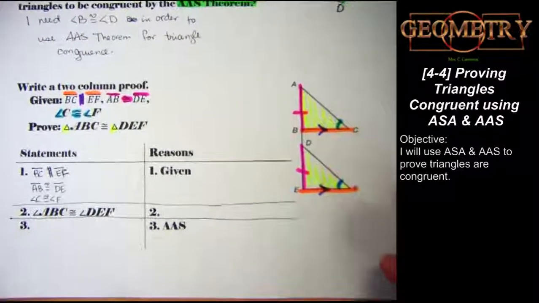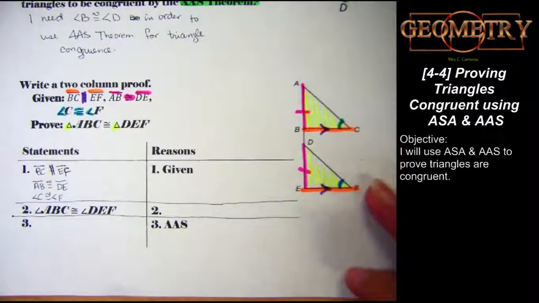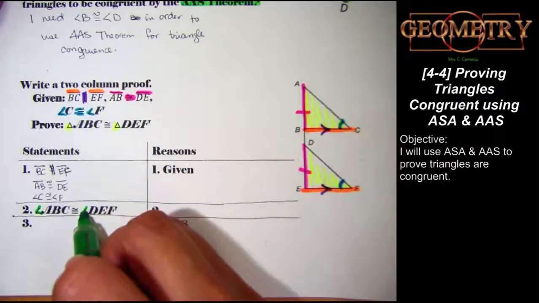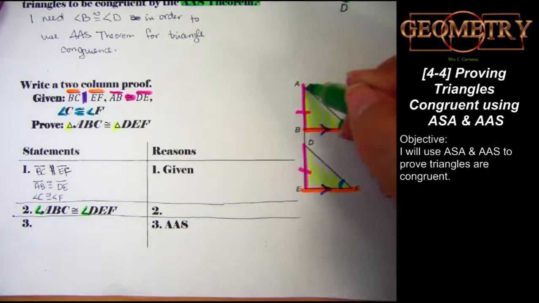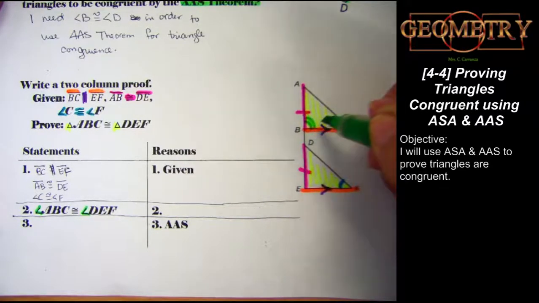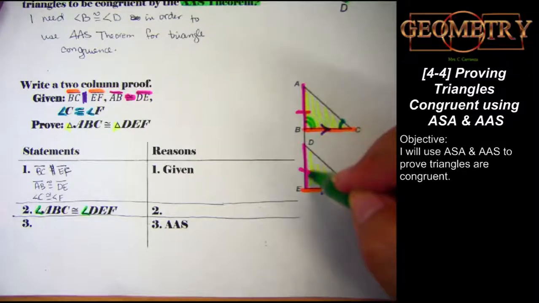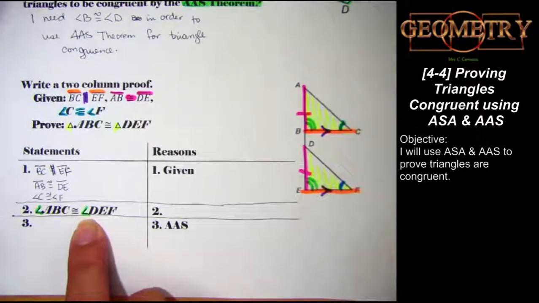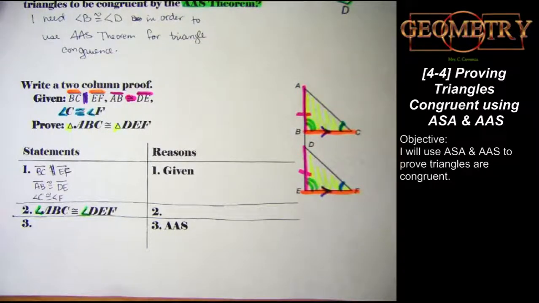All right, the second statement says that angle ABC is congruent to angle DEF. ABC, this angle here, congruent to DEF, this angle right here. And the question is, how? Corresponding angles.